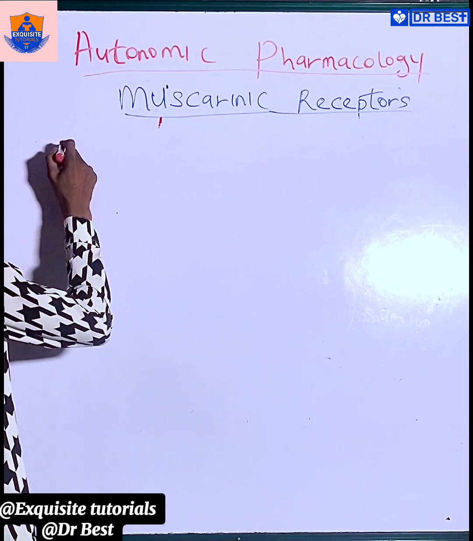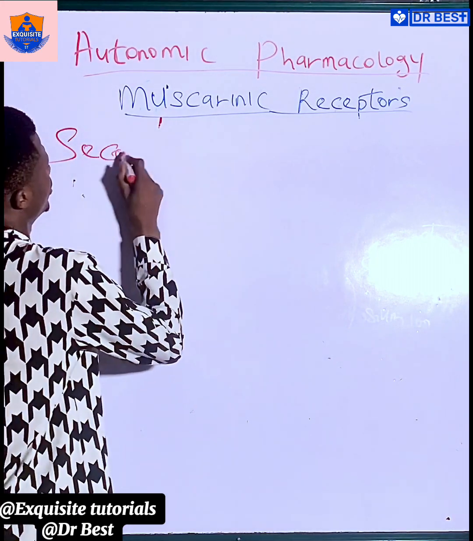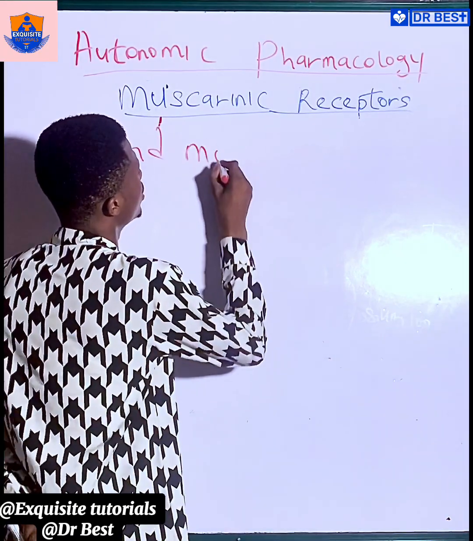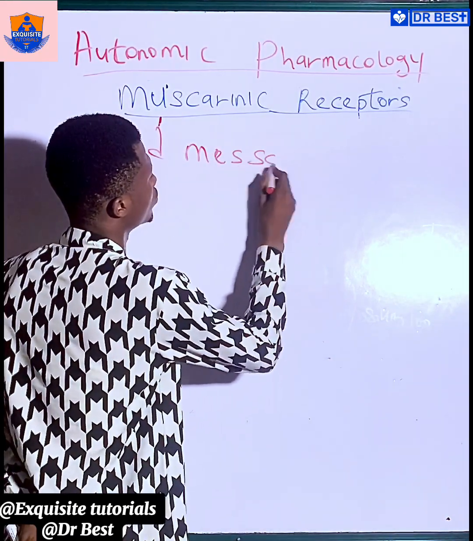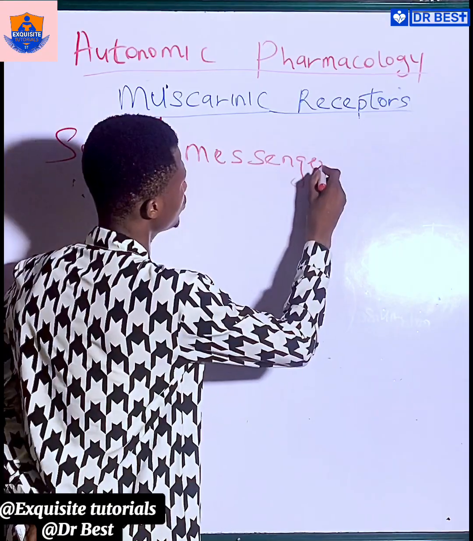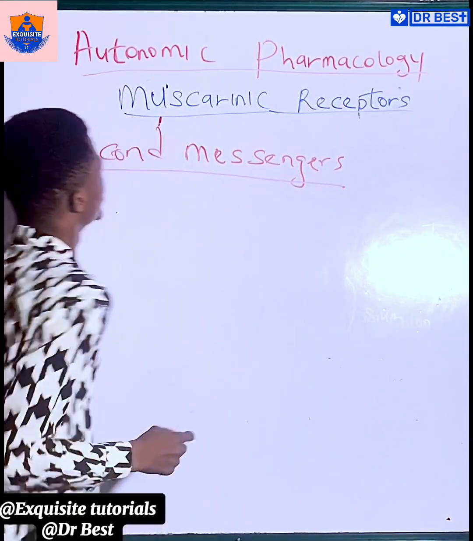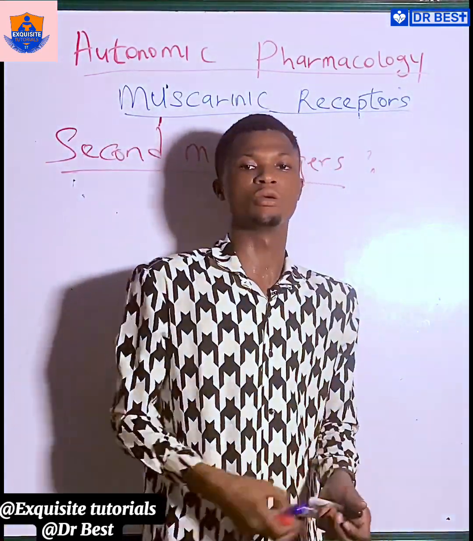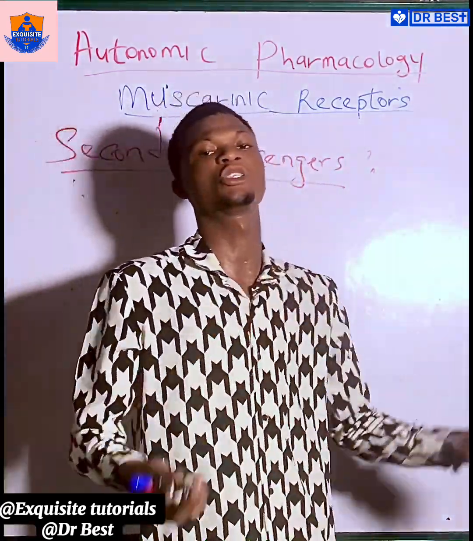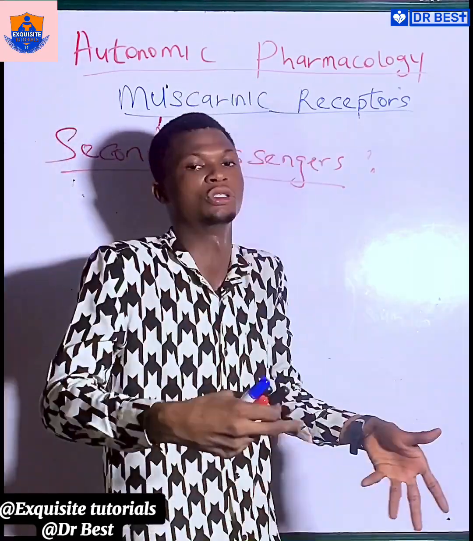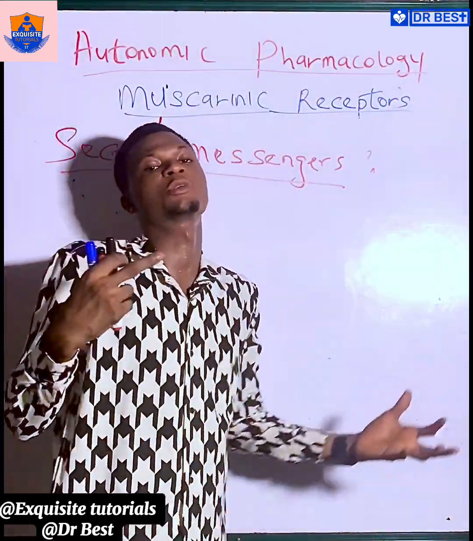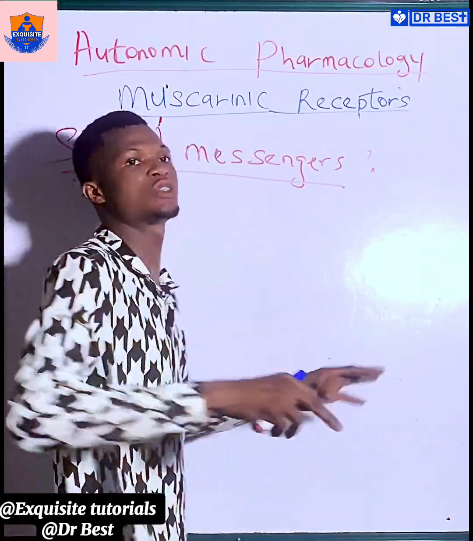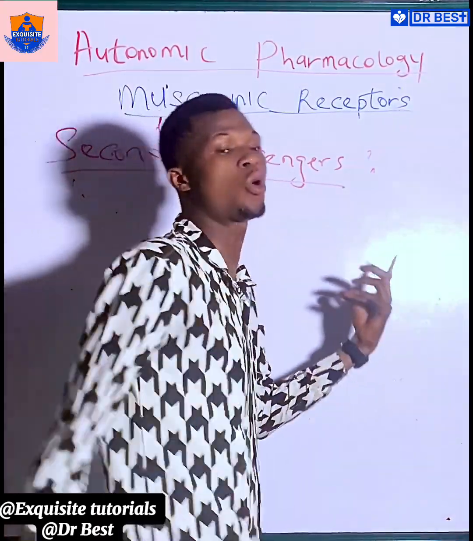But before we talk about that, let's talk about second messengers. Because IP3 is a second messenger, but before we talk about it, we should understand what second messengers are all about. Second messengers are molecules in the body which are responsible for signal transduction. So what do they do when we say they are responsible for signal transduction? They carry signals from the cell surface of target organs to effector organs.